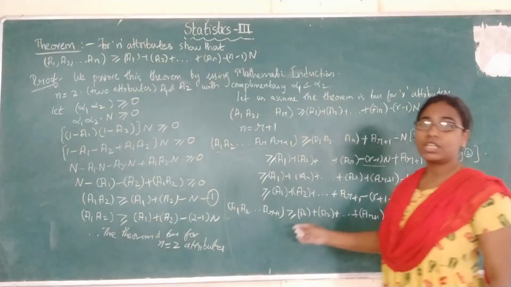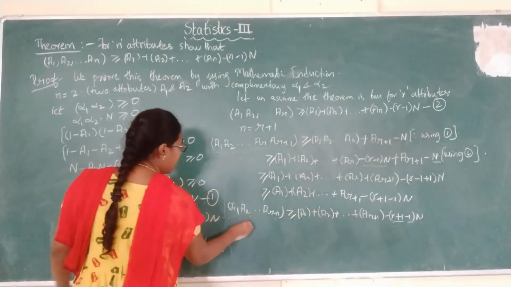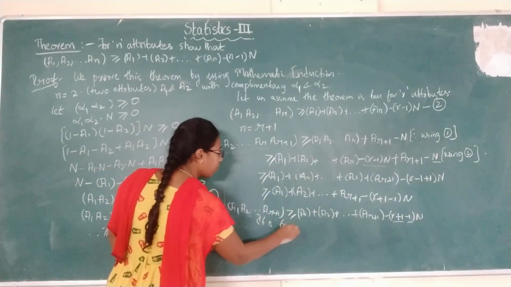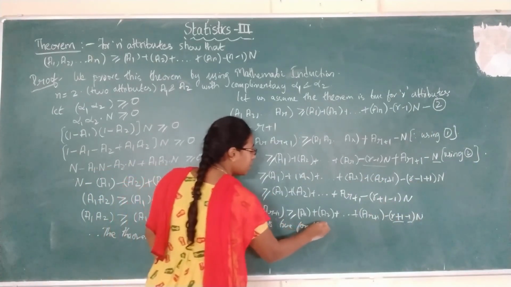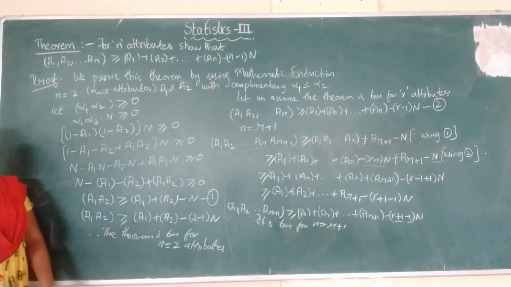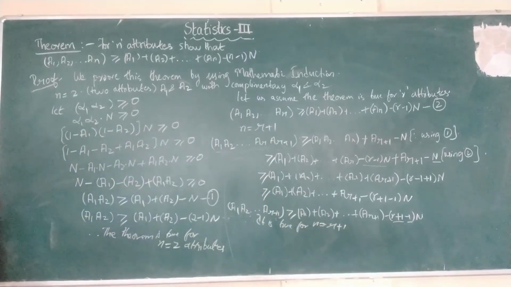Therefore the theorem is true for n equals r plus 1. So by using mathematical induction, the theorem is true for n equals 2, n equals r and n equals r plus 1. Hence the statement is true.